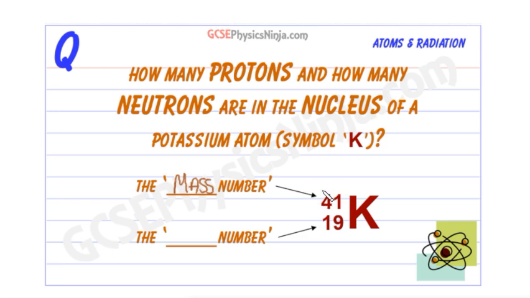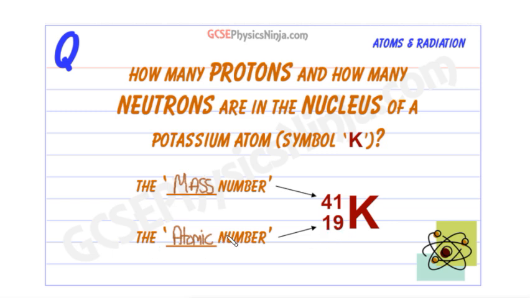This number tells us how many protons and neutrons are in the nucleus of an atom of this element. So we know that there are 41 protons and neutrons inside the nucleus of a potassium atom. The smaller number is called the atomic number, and that tells us how many protons there are in the nucleus of a potassium atom.